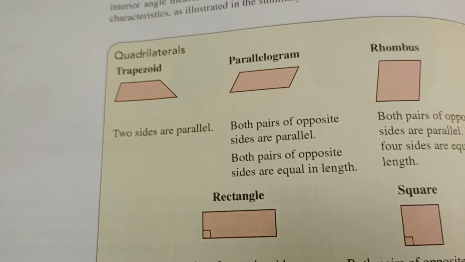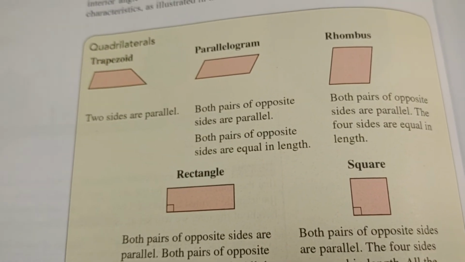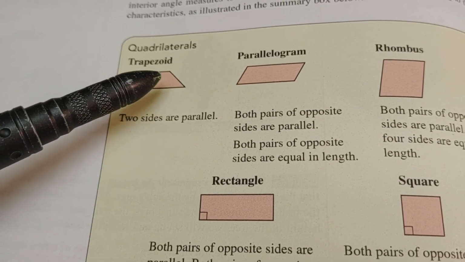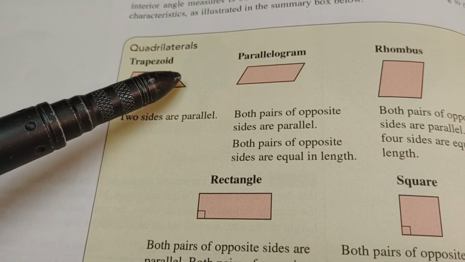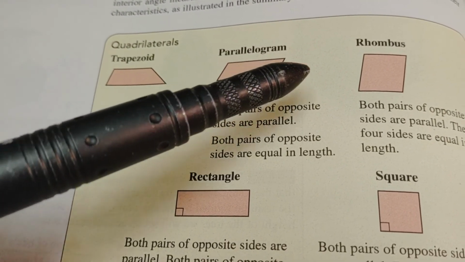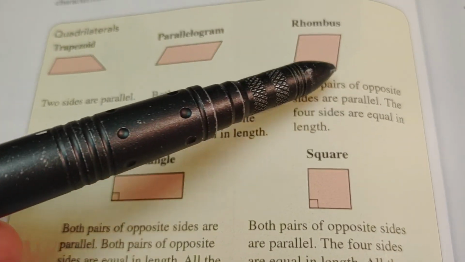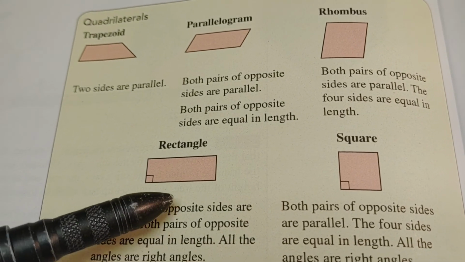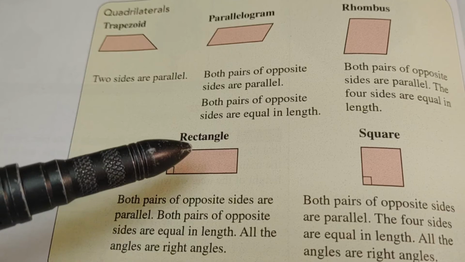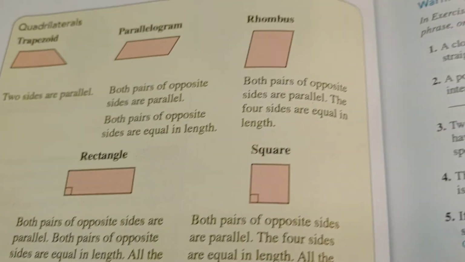Make sure you understand on page 462, they list the types of quadrilaterals we have. We have a trapezoid, where we only have one set of parallel sides, the other sides are not parallel. Parallelogram, where we have two opposite sides that are parallel. Rhombus, where we have two sides that are parallel but the sides are all the same length. Rectangle, opposite sides are parallel and the same length. And then we have a square, where all four sides are the same length.